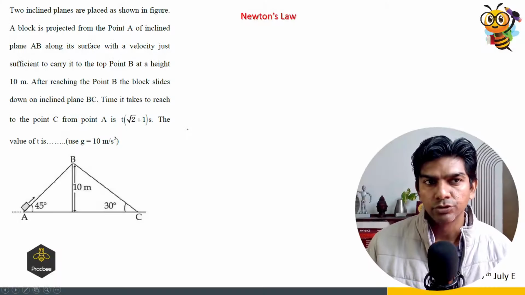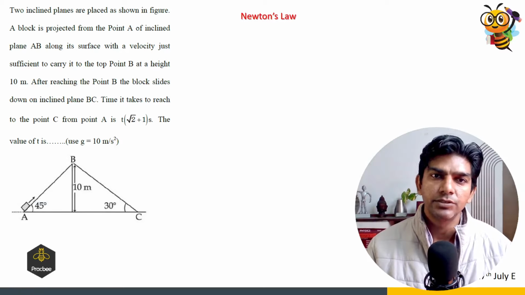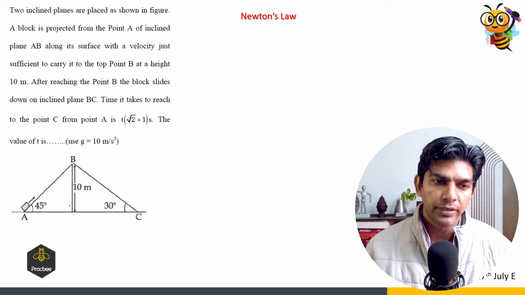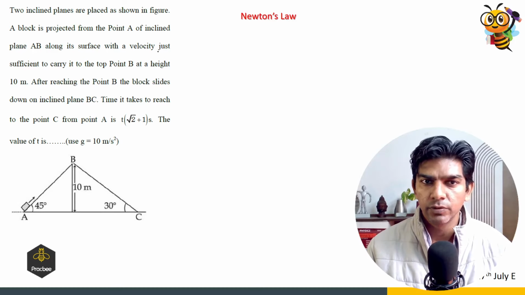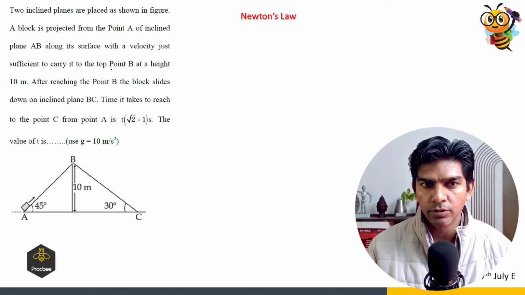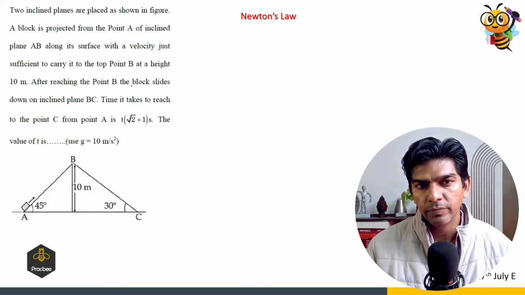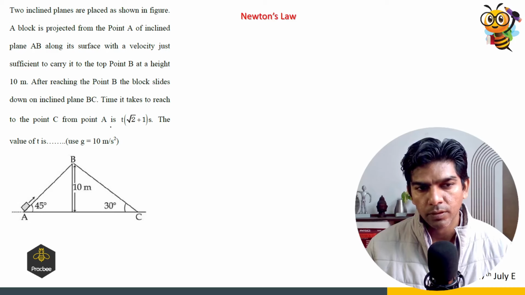Now let us see the next question. Two inclined planes are placed as shown in the figure. A block is projected from the point A of the inclined plane AB along its surface with a velocity just sufficient to carry it to the topmost point at a height of 10 meters. After reaching the point B, the block slides down on an inclined plane BC. The time it takes to reach the point C from the point A is t times root 2 plus 1. The value of t is.